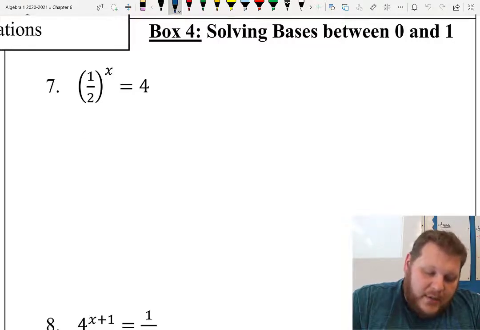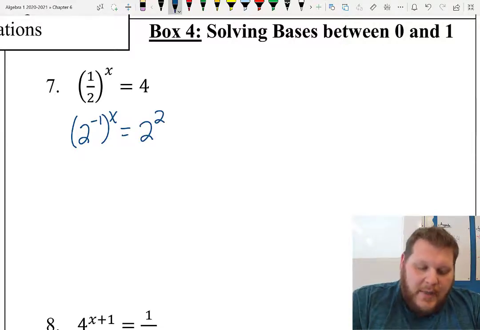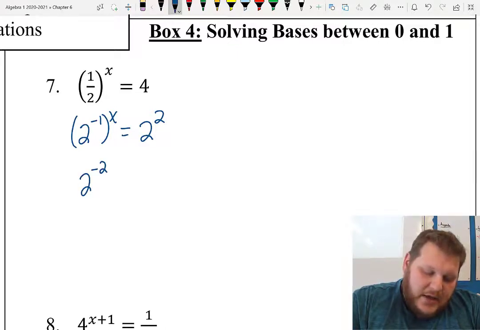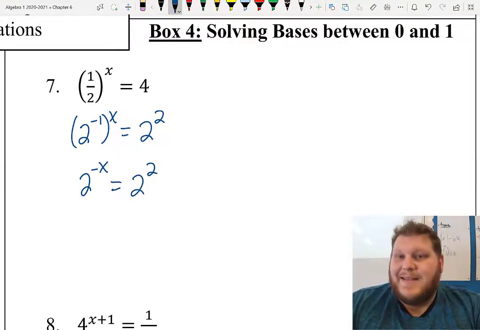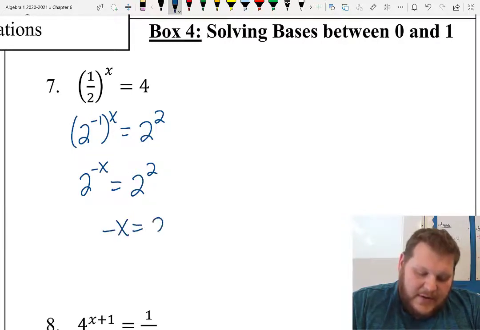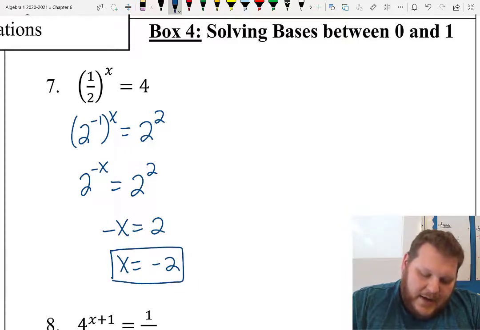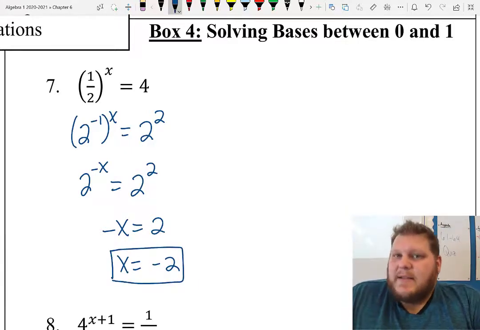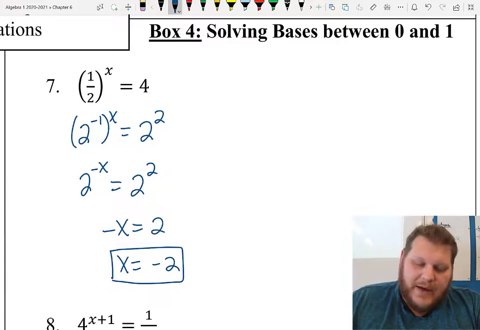So 1/2, like we just said, we know that's 2 to the negative first, and that's still to the x power, and we know 2 squared is positive 4. I have to apply the power rule there on the left side. Negative 1 times x gives me 2 to the negative x power equals 2 squared. So then since I have the same base of 2, now negative x equals positive 2. And then, depending on your philosophical beliefs, either multiply or divide by a negative 1 on both sides to get x by itself instead of negative x. We get negative 2 for my solution.